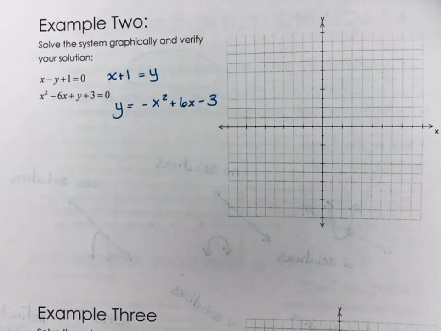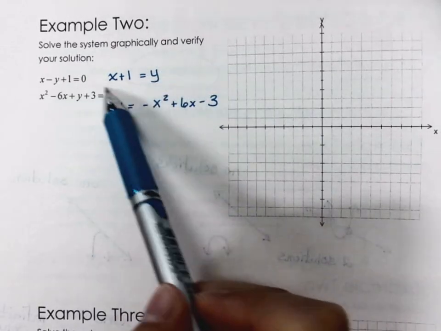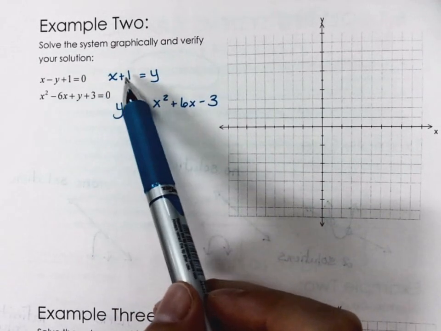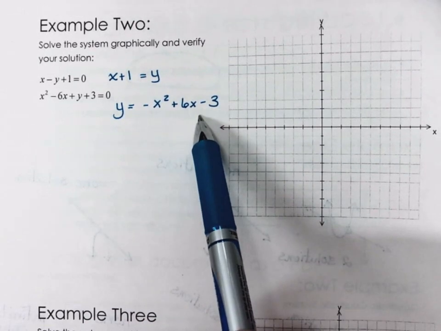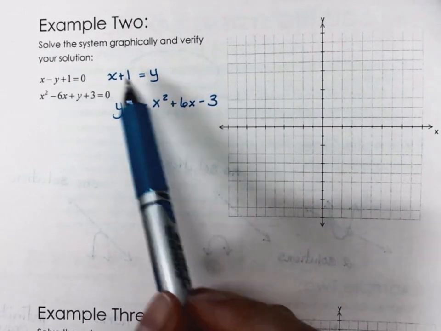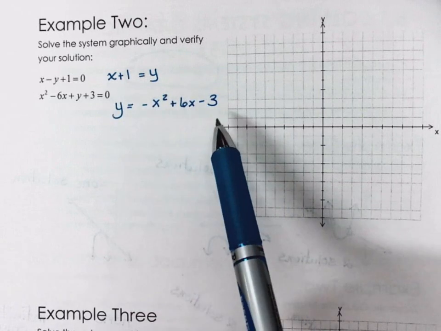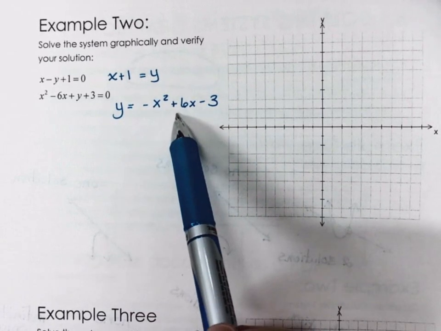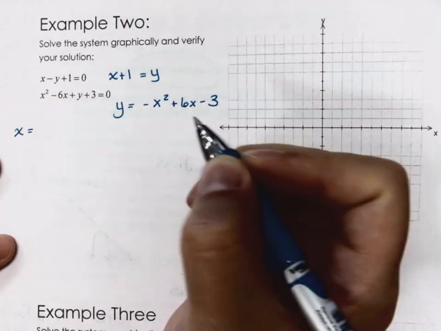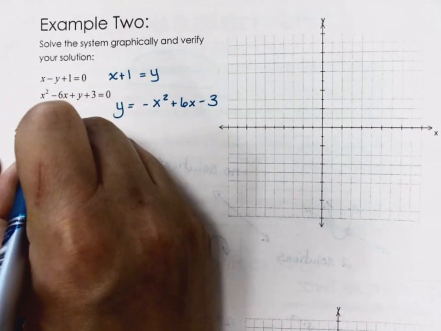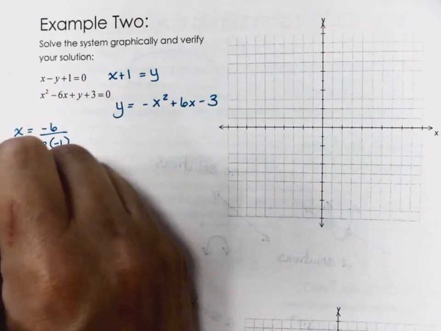Okay, so there's a couple of things I already know about my graphs. I think this one's going to be pretty easy to graph. My y-intercept is 1. Where's my y-intercept on this graph? Negative 3, right? So we know some spots already, but I think I want to do a table of values for this one. So I'm going to find my vertex. So x equals negative b divided by 2a.